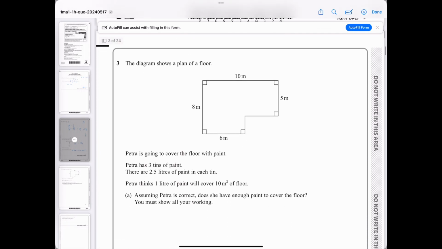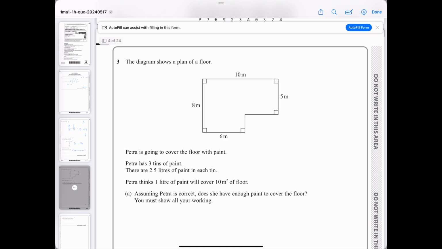Okay, let's have a little look at this. The diagram is the plan of a floor. Petra is going to cover the floor with paint. Petra has 3 tins of paint and there are 2.5 litres of paint in each tin. Petra thinks 1 litre of paint will cover 10 metres squared of floor. Assuming Petra is correct, does she have enough paint to cover the floor? And you must show all working.